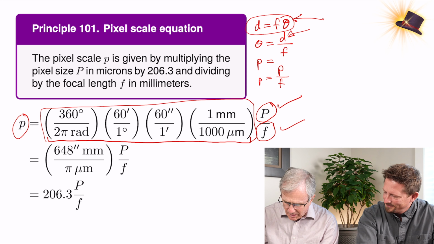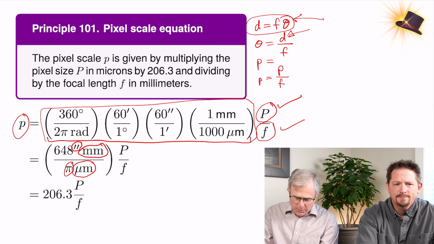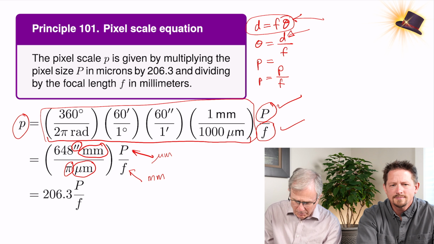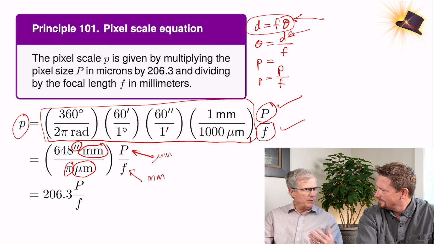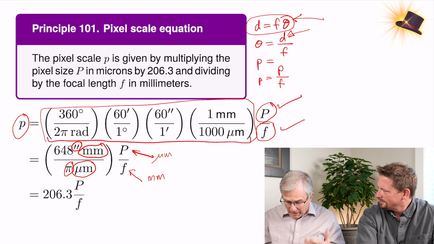So if you reduce this thing that I've drawn a big rectangle around, you get 648 arcseconds, millimeters, divided by pi, 3.14, divided by microns. The reason that we've written it this way is that we want the focal length to be measured in millimeters, and we want the pixel size to be measured in microns. Normally focal lengths are measured in millimeters, 250 millimeters, for example, for the C-Star S50. Pixel sizes are normally measured in microns.